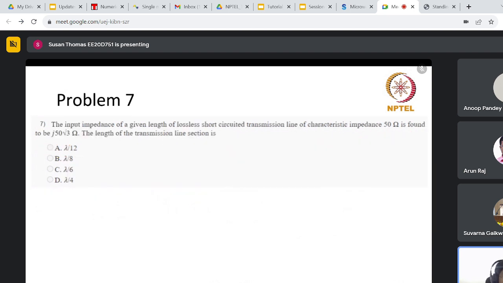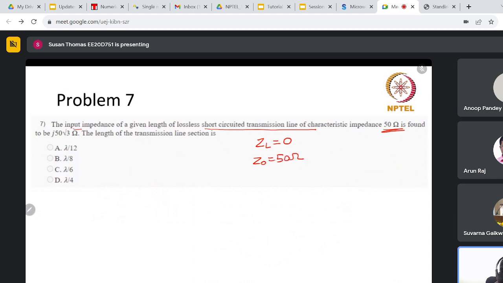Okay, coming to the next question. The input impedance of a given length of a lossless short-circuited transmission line. So please remember what is here. A short-circuited transmission line means ZL is 0. The load is shorted. And the impedance is 50 ohm. Z naught is 50 ohm.